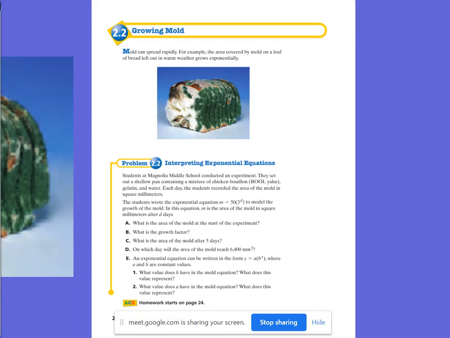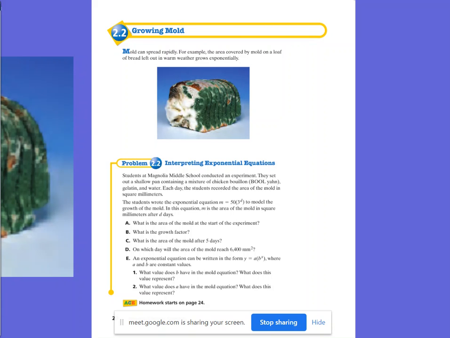All right, so students at Magnolia Middle School conducted an experiment. They set up a shallow pan containing a mixture of chicken bouillon, gelatin, and water. Each day, the students recorded the area of the mold in square millimeters. The students wrote the exponential equation m is equal to 50 times 3 to the d power to model the growth of the mold. In this equation, m is the area of mold in square millimeters and d is in days.